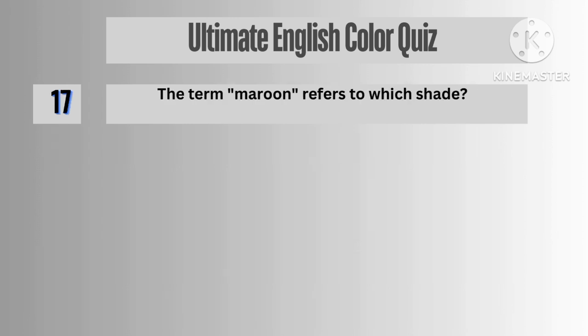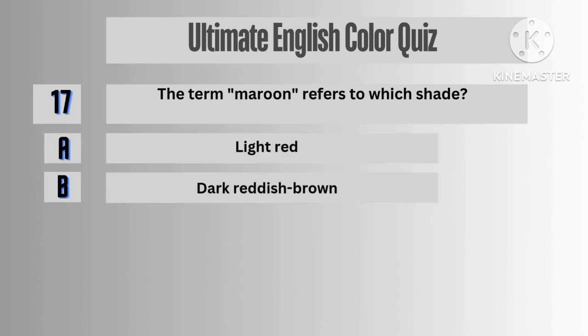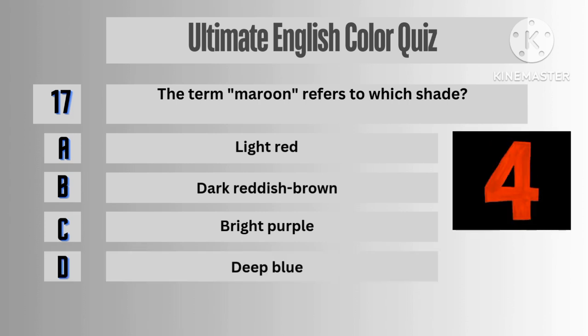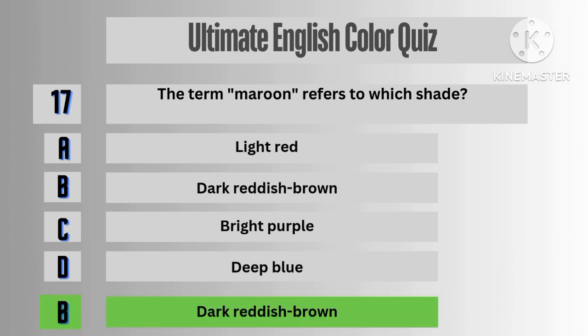Question number 17. The term maroon refers to which shade? Option A light red. Option B dark reddish brown. Option C bright purple. Option D deep blue. 5, 4, 3, 2, 1. Correct answer is B dark reddish brown.